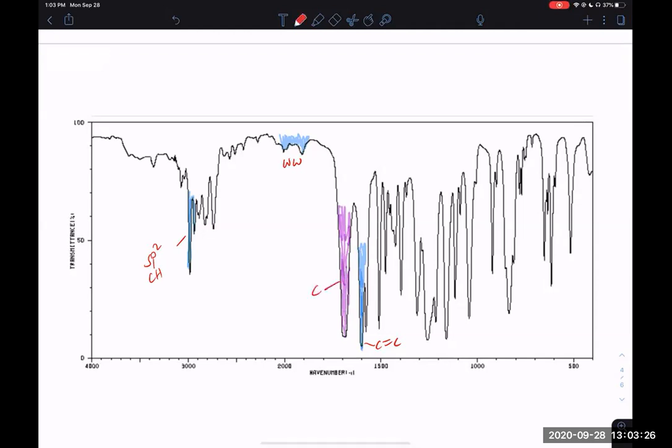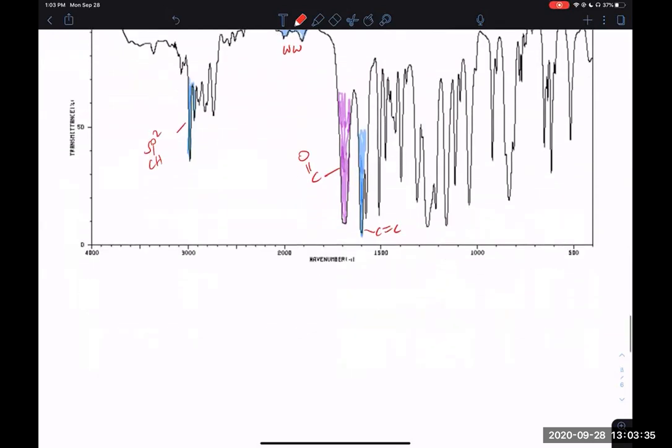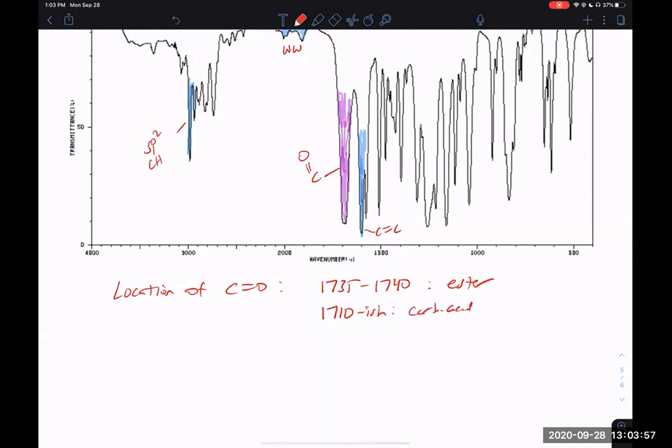So we have a C double bond O. Now pay attention to the location of the C double bond O. This can tell you something. If it's at around 1735 to 1740, think ester. If it's around 1710-ish, carboxylic acid, ketone, aldehyde. If it's low, like 1680 or lower, think amide.